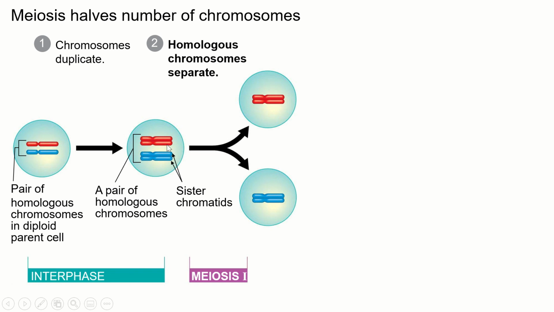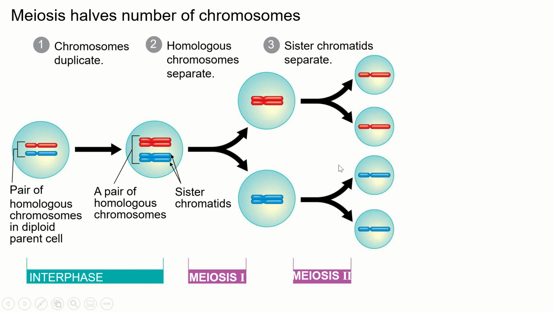In meiosis 1, we're going to separate the homologous chromosomes. So we're going to separate the homologous pair. But notice that the sister chromatids stay together. The sister chromatids get separated in meiosis 2. So meiosis 2 is a lot like mitosis, where we take the chromosome and separate the sister chromatids.